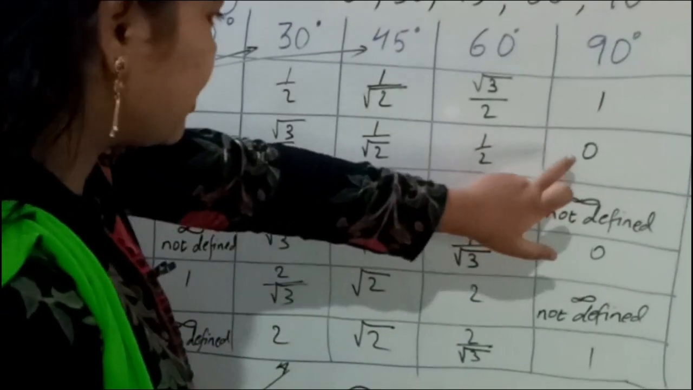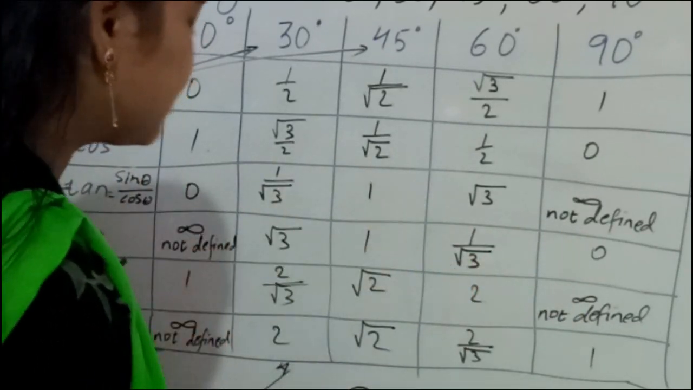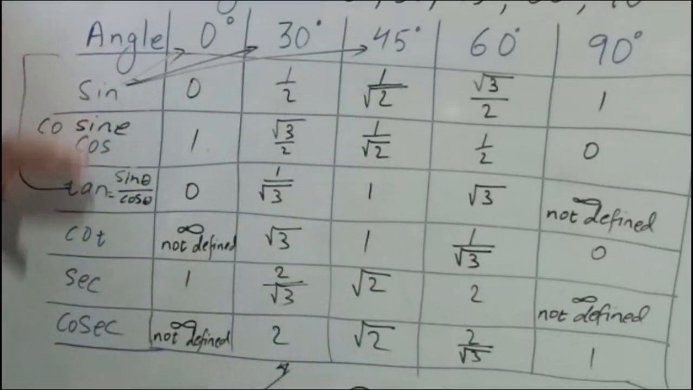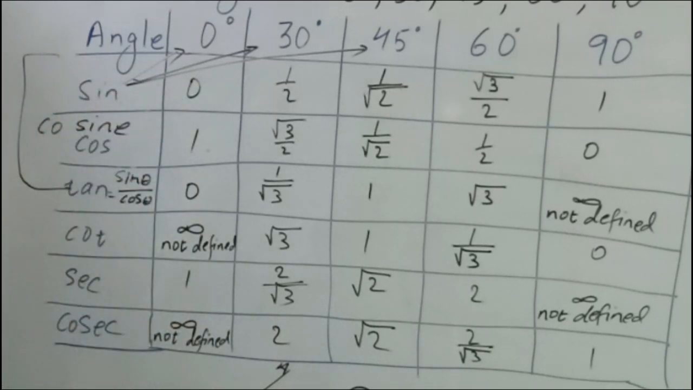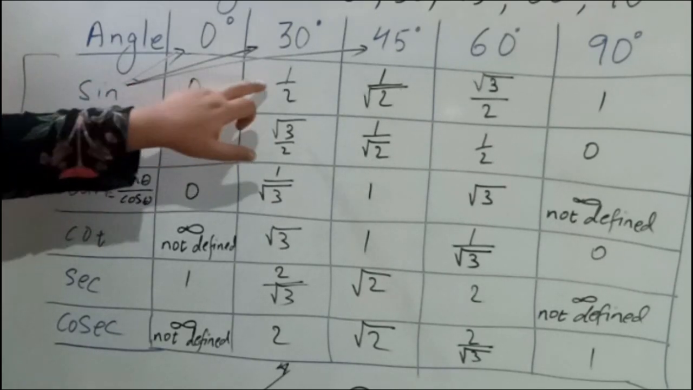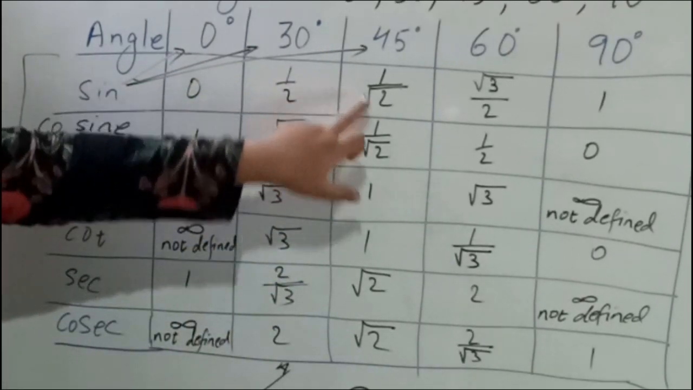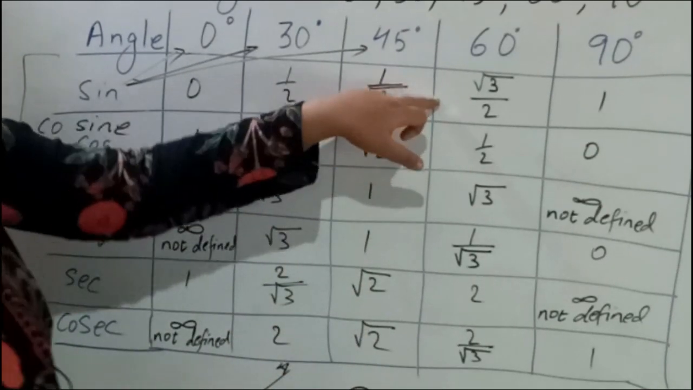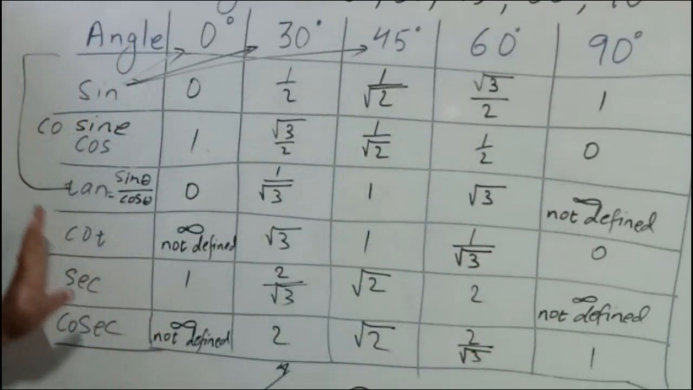Okay, then 0, reciprocal: 0 by 1, 1 by 0, 1 by 0 is not defined. Cosec is the reciprocal of sine. Sine is 0, its reciprocal is not defined. 0 by 1, its reciprocal is 1 by 0, so 0 came in the denominator, not defined. 1 by 2, reciprocal 2 by 1, so 2. 1 by root 2, reciprocal root 2 by 1, root 2. Root 3 by 2, reciprocal 2 by root 3. 1, reciprocal 1. Clear, children?